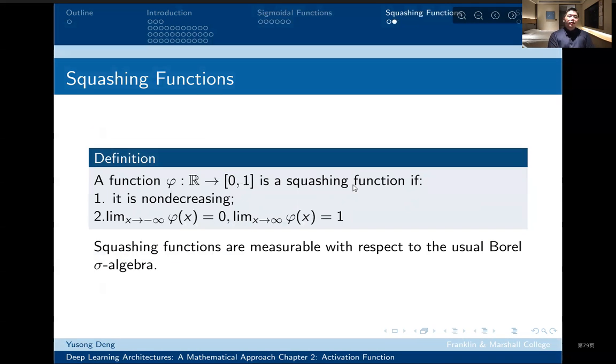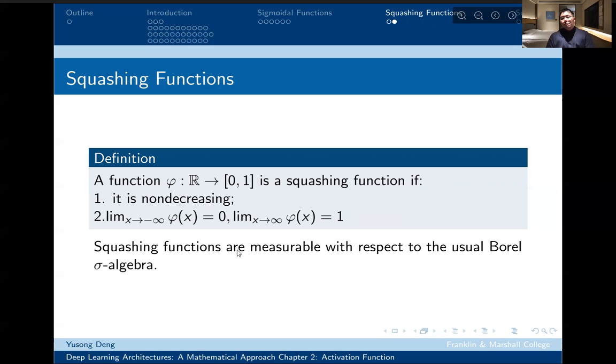The squashing function is actually just a definition. A function is called a squashing function if it maps the real line to the interval 0 to 1, if it's non-decreasing, and if the limit as it goes to negative infinity is 0, and as it goes to positive infinity, it reaches 1.